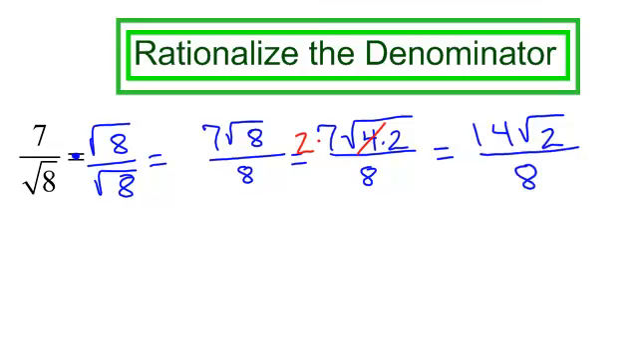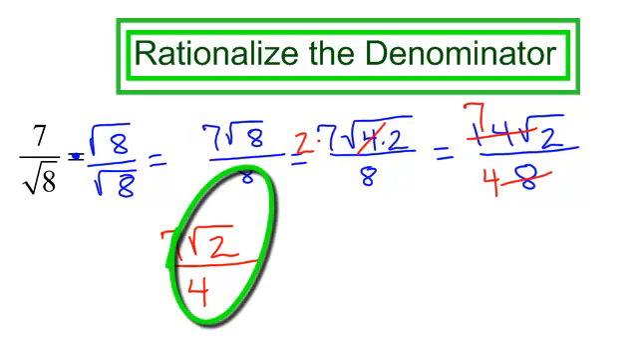I'm still not done because 8 and 14 can be reduced. 2 goes into 14 7 times. 2 goes into 8 4 times. Whew, okay, so my answer is 7 radical 2 over 4. Now, I cannot cancel this 2 and this 4 because of the radicals. I am finally done with that problem.